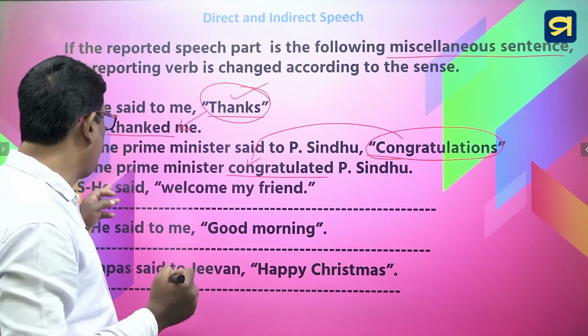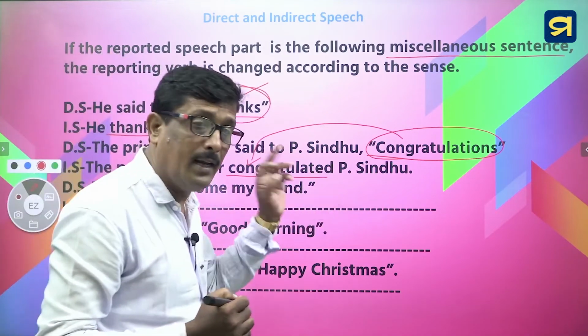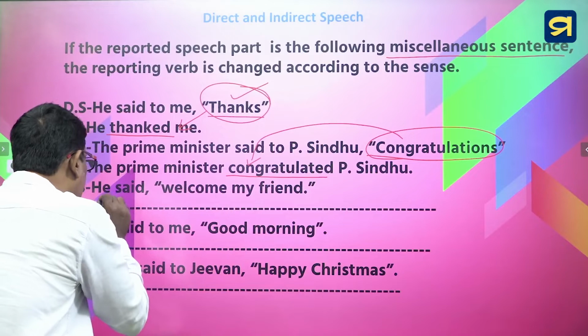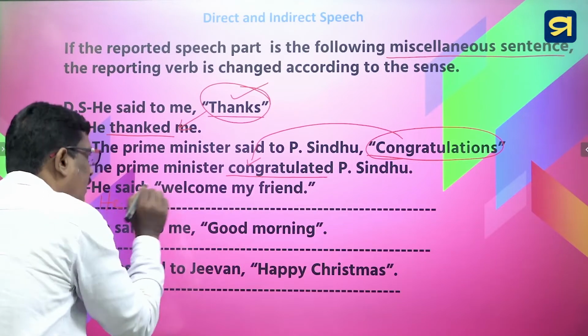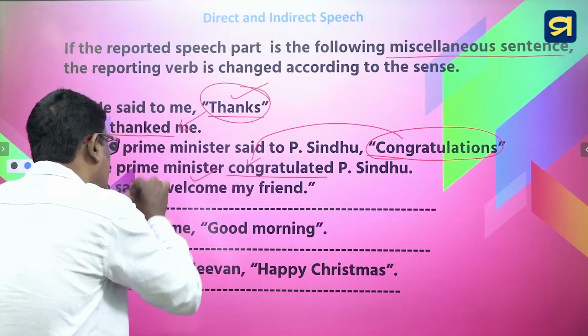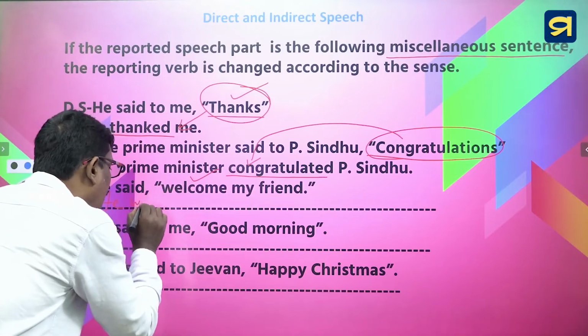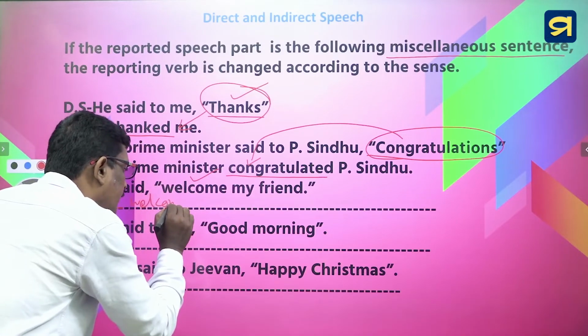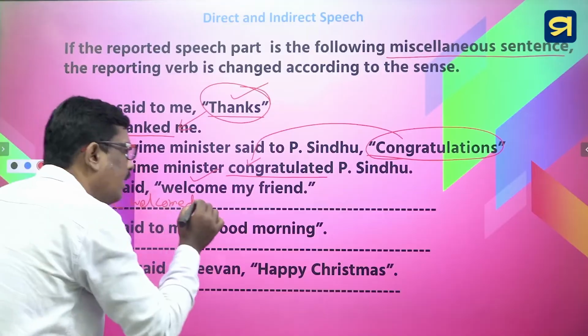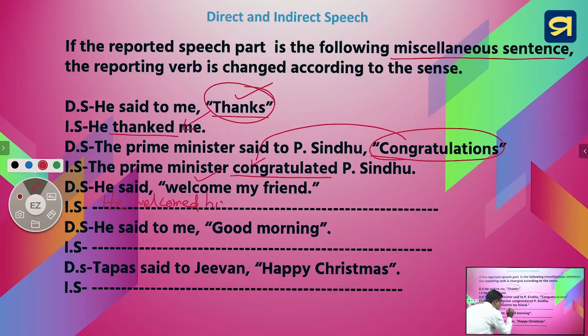Next, he said, "Welcome my friend." So how will it change? You see, he, here welcome will be changed into welcomed. He welcomed. Okay, my friend means his friend. His friend. That means he welcomed his friend is the indirect speech of who? He said, "Welcome my friend."